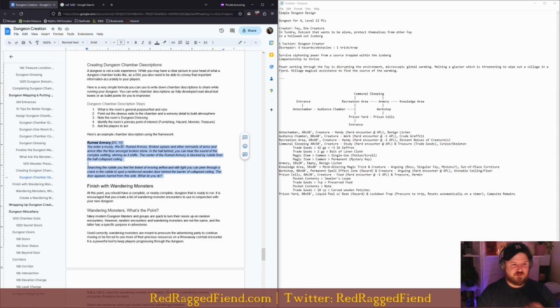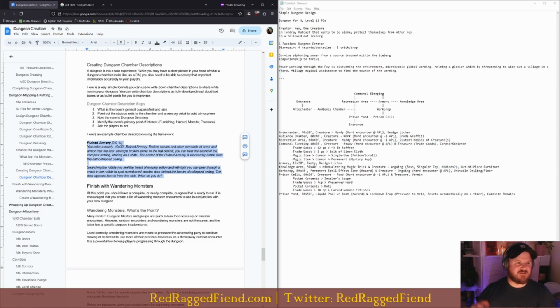The center of the ruined armory is blocked by rubble of a half-collapsed ceiling. Because we have a hazard in this room, so we're introducing the hazard of the room. Searching through the rubble, you feel the tiniest of moving airflow, and assuming your players have light, with light you can peer through a crack in the rubble to spot a reinforced wooden door behind the barrier of collapsed ceiling.